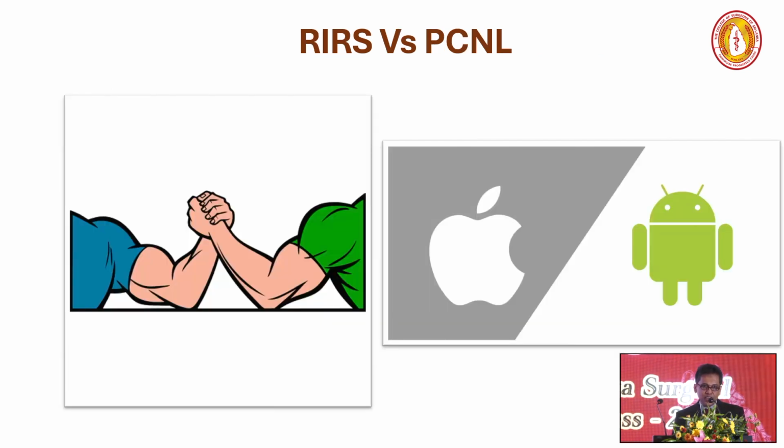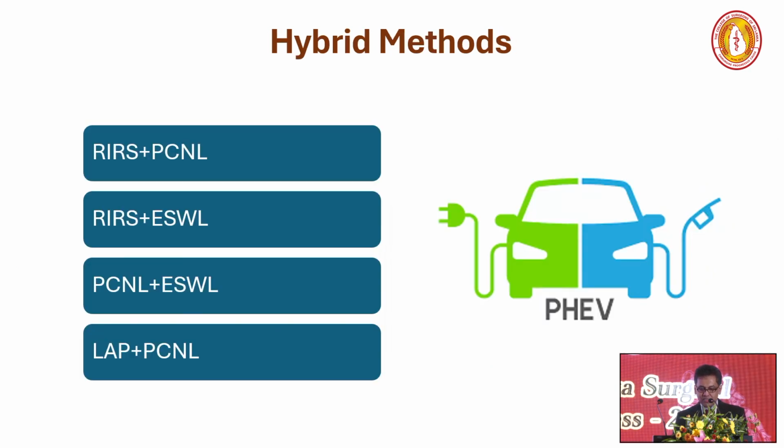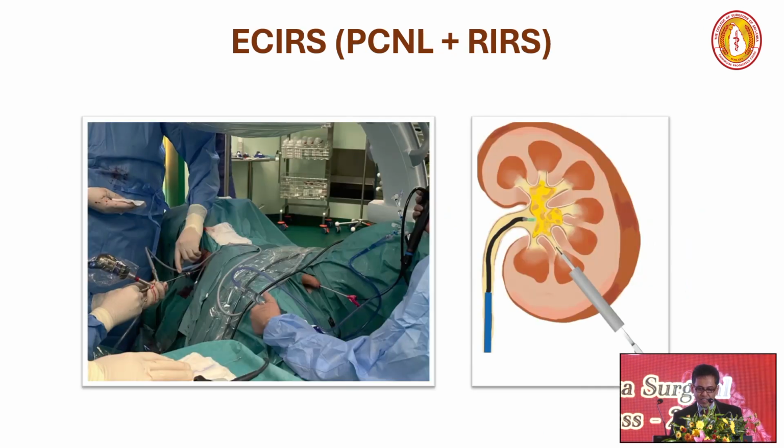Similar to Android and iOS, there is ongoing competition between RIRS and PCNL. But on the other hand, competition is not always the best approach. Many hybrid procedures have now developed. You can see here supine PCNL and flexible URS to achieve good clearance.